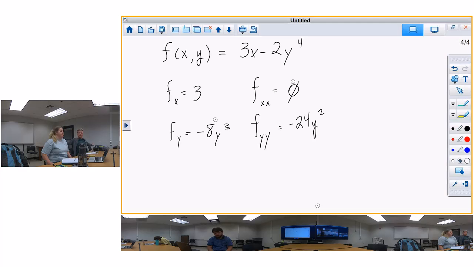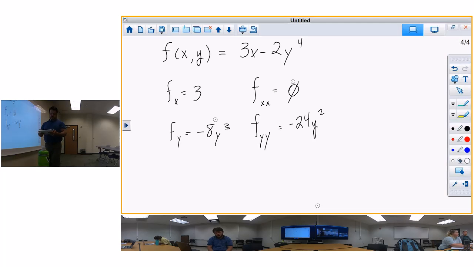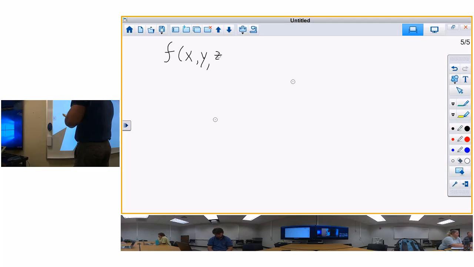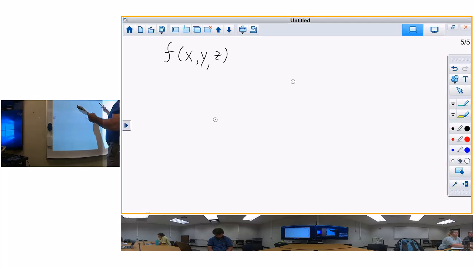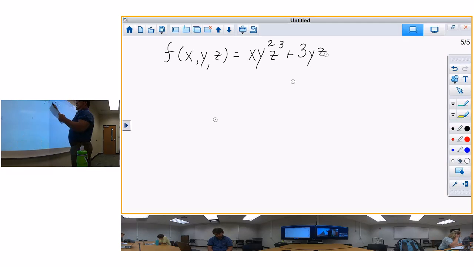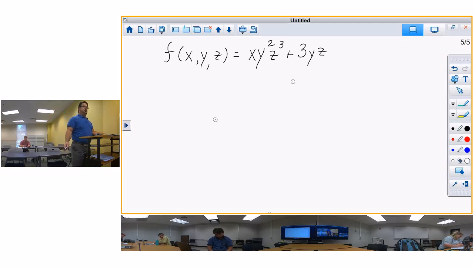All right, let's try the one that we did the other day in relation to 3. F of x, y, z, and I'm going to let y'all do this one. It equals x, y to the second, z to the third, plus 3y, z. Just find the first derivative. Find the f of x, f of y, and f of z.